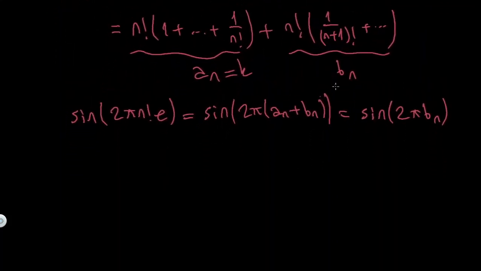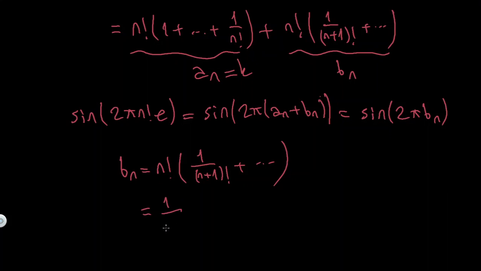Now let's find upper and lower bounds for b_n. So I know that b_n is equal to n factorial times 1 over (n plus 1) factorial, plus 1 over (n plus 2) factorial, and it will go on like this. So if I multiply it, they will just simplify, and I get 1 over n plus 1, plus 1 over (n plus 1)(n plus 2), and it will go on like this.